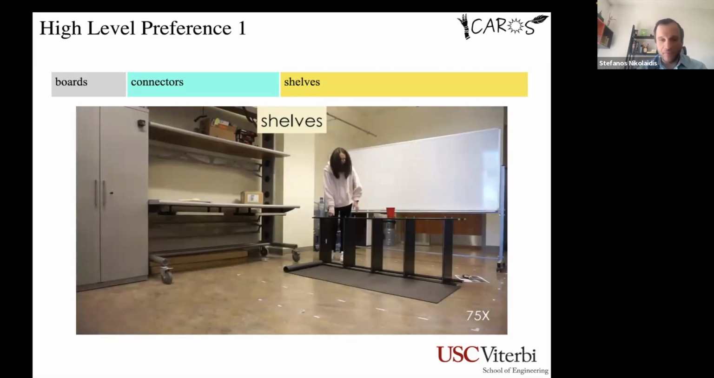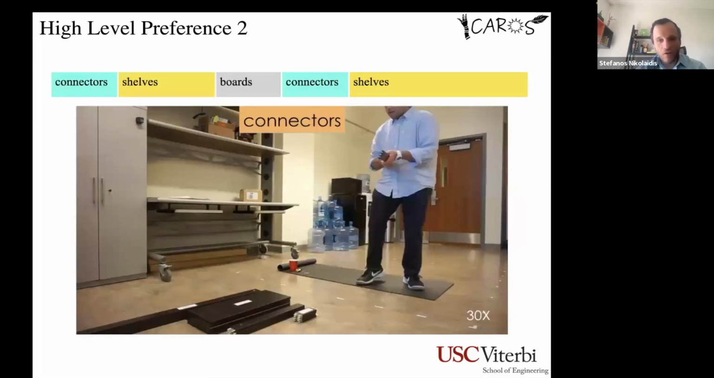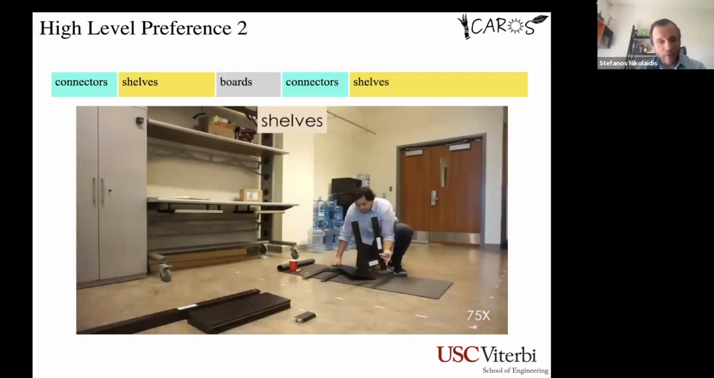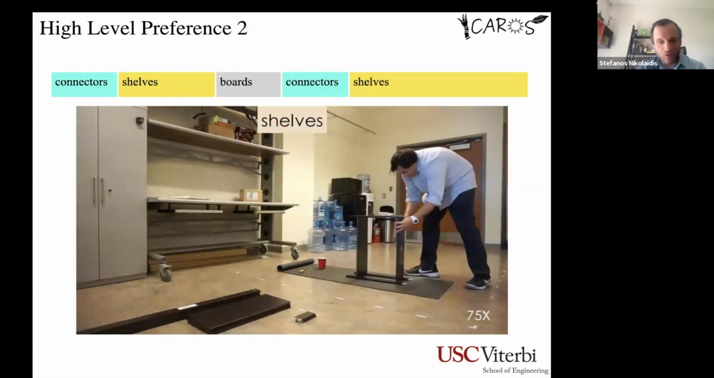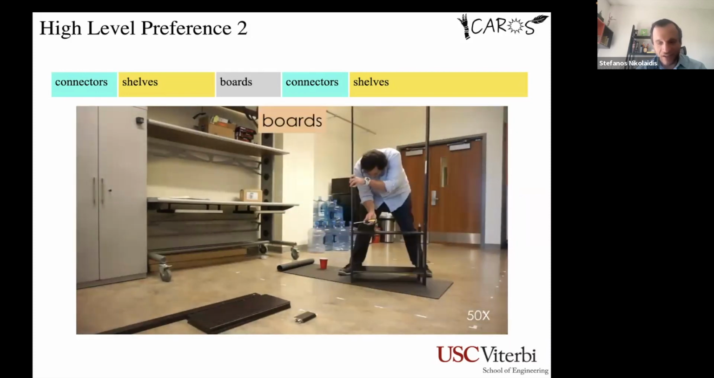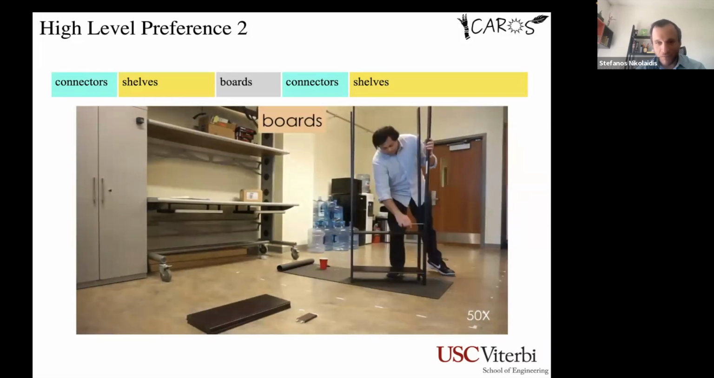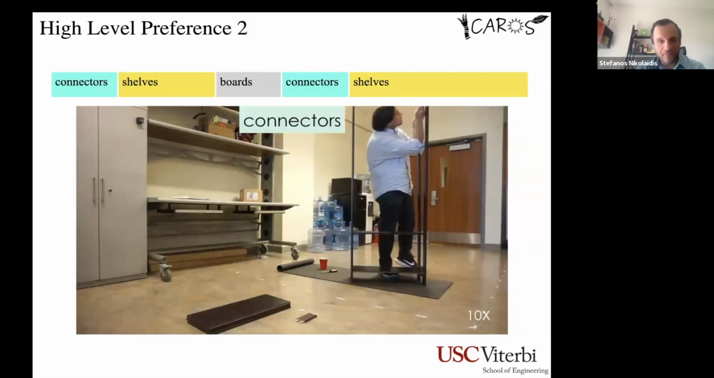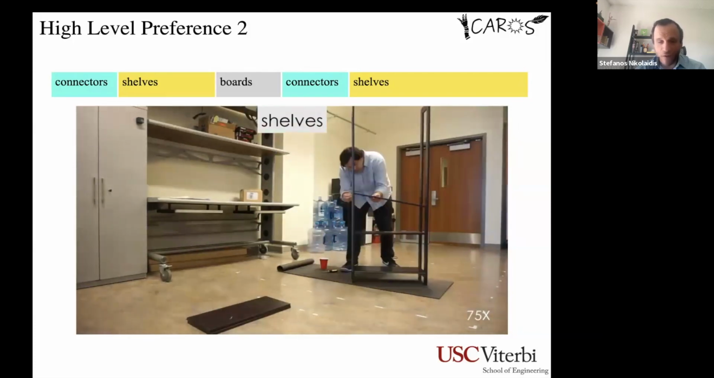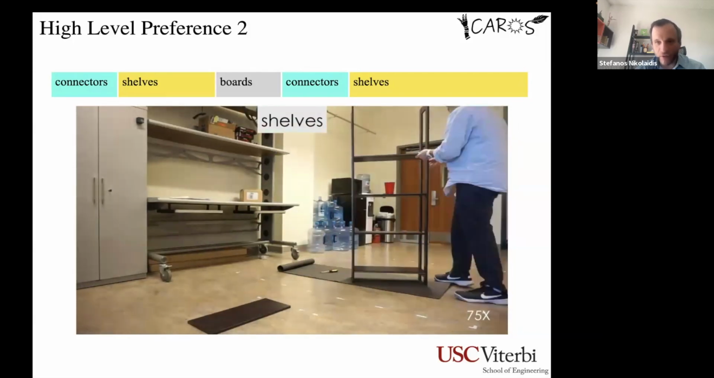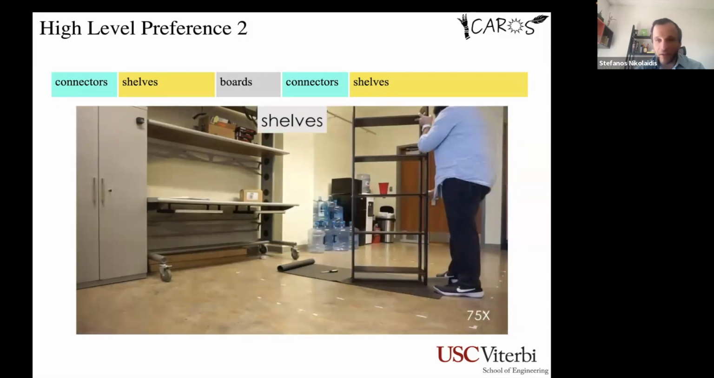Like this user here. On the other hand, another very, very common preference was that people first use the connectors to build the base, and then they use that as a base to put all the shelves later on. And we actually found out that for not everybody, but for a large majority of participants, they were grouped into two, or one more, there is one more preference, but three dominant preferences.